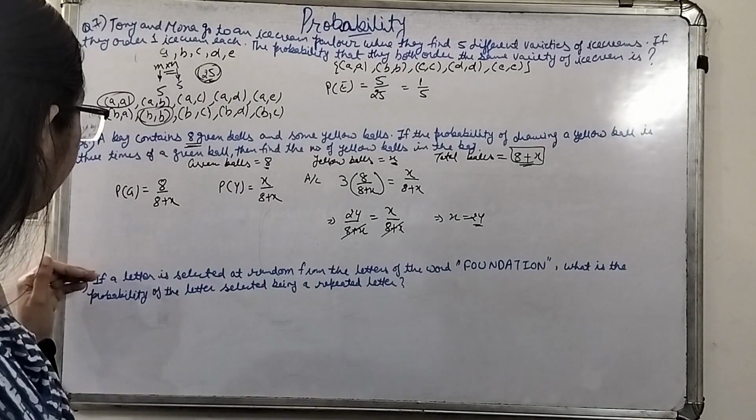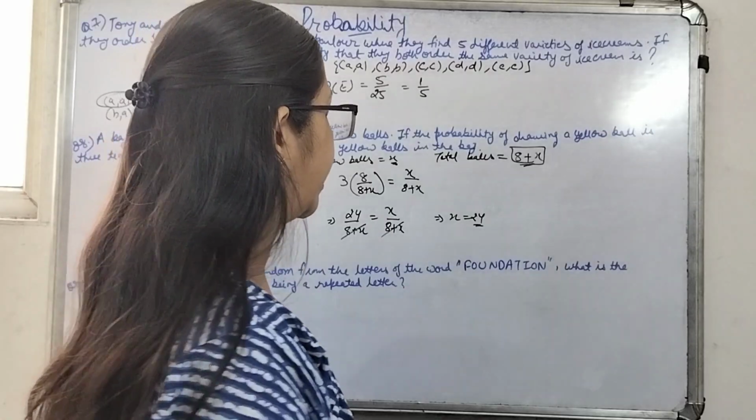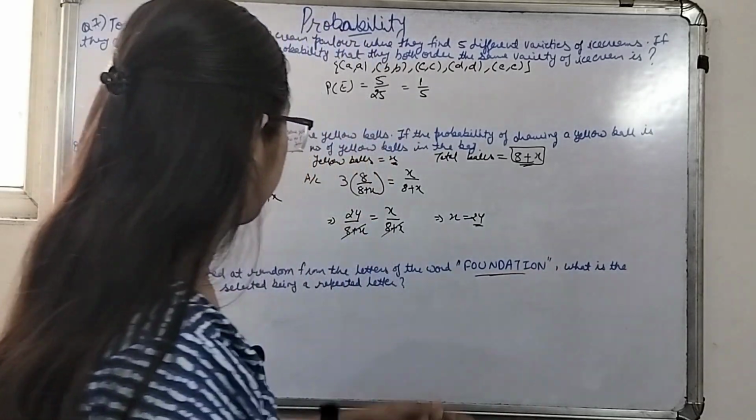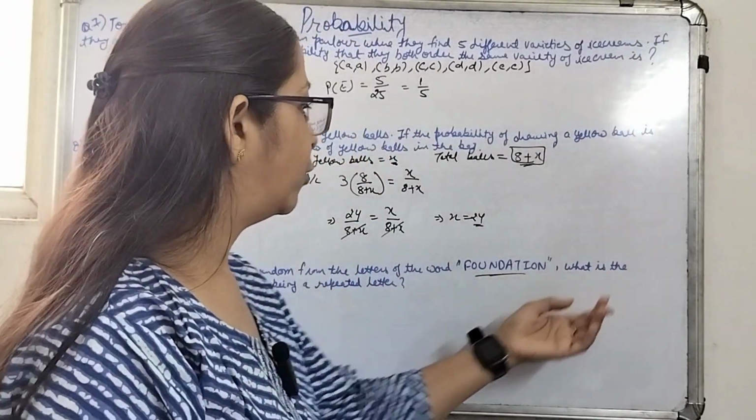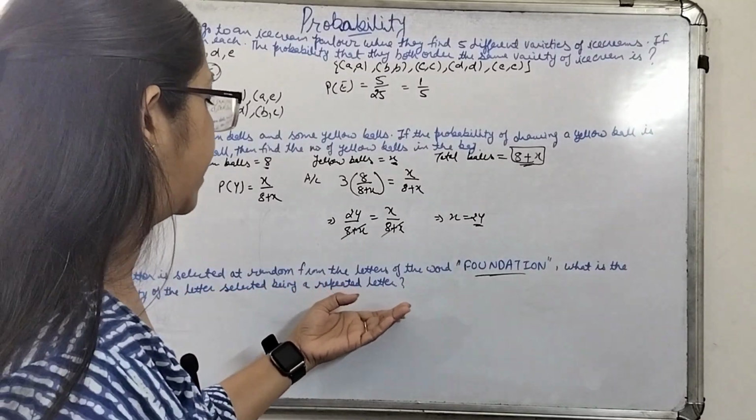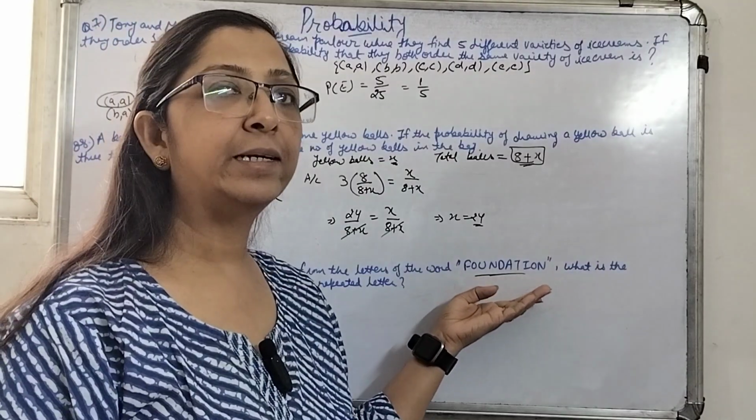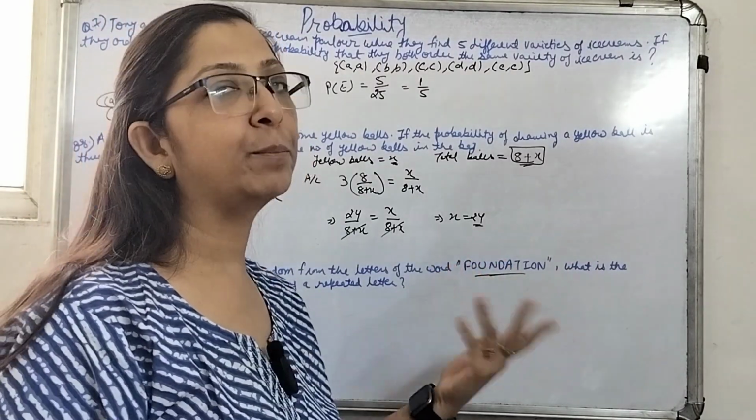Now the next question: if a letter is selected at random from the letters of the word "foundation", what is the probability of the letter selected being a repeated letter? That means the probability of getting a letter which is repeating again.